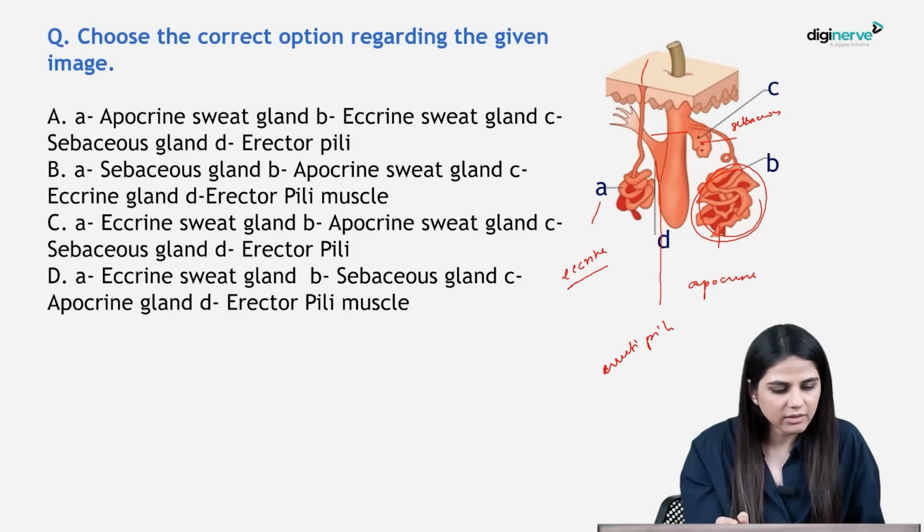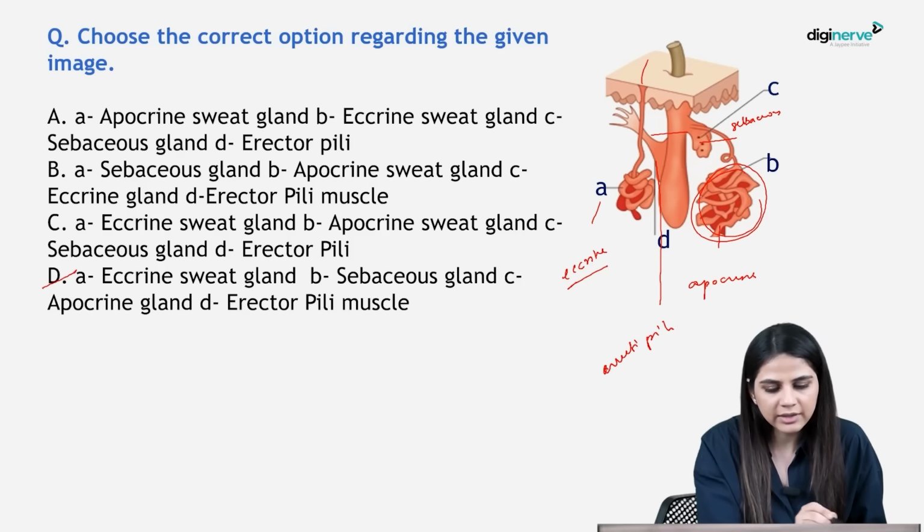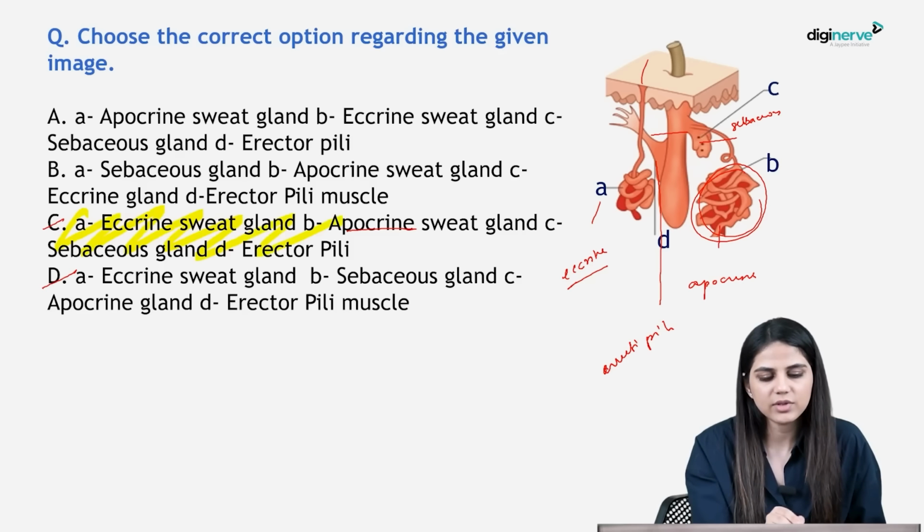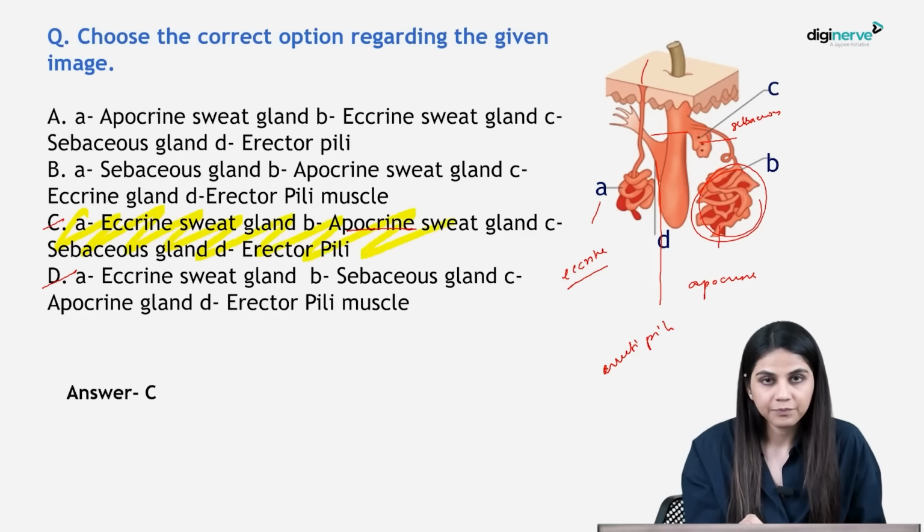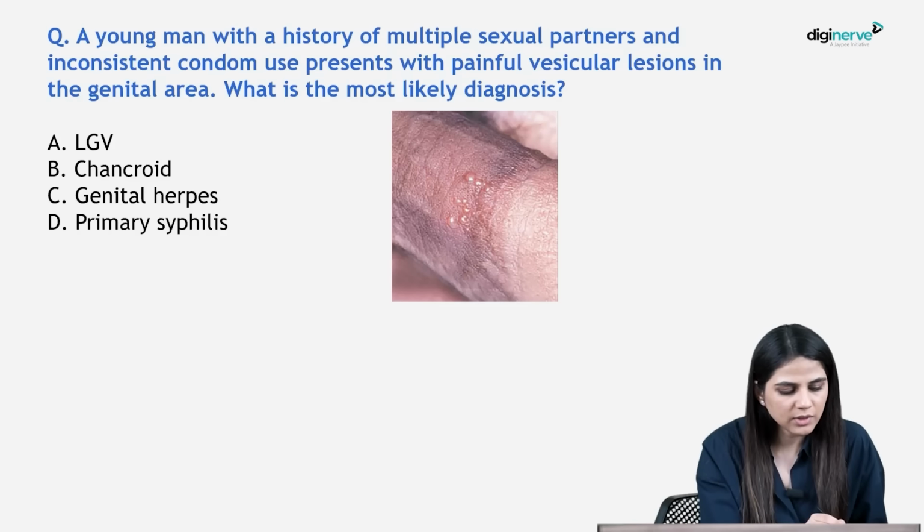So let's see, where do we see A, eccrine, B is apocrine, I think this one, C sebaceous, and D erector pili. So C, this one is our correct answer. Moving on to the next one.